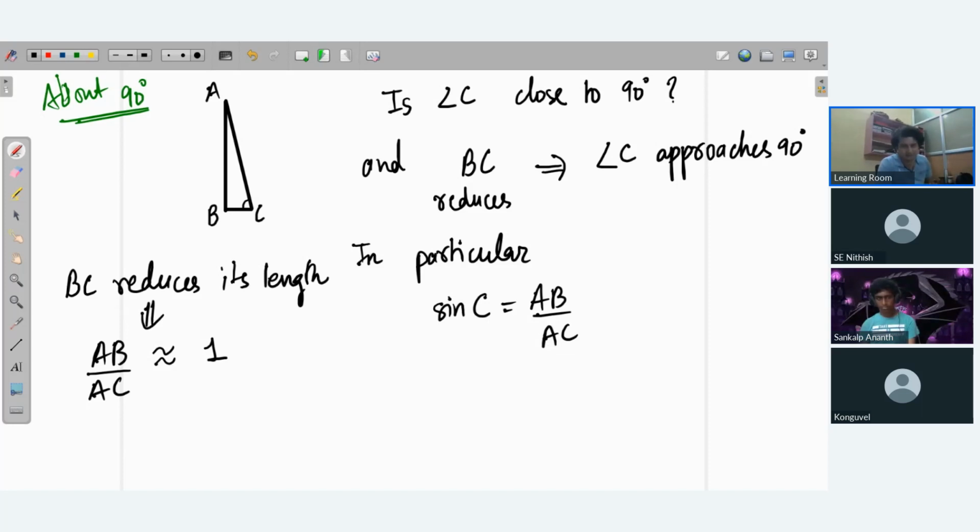Everybody convinced? Yes, sir. That means this ratio is approximately 1. So we write that sine 90 degrees is 1.